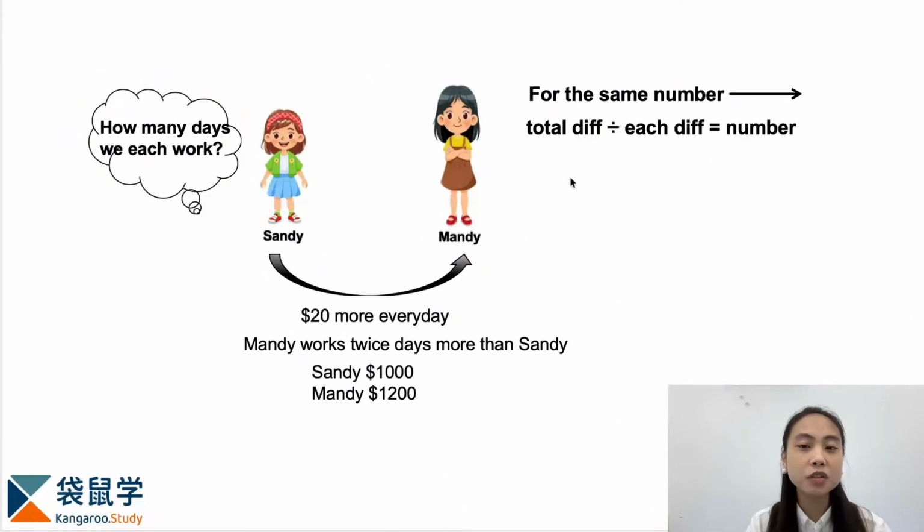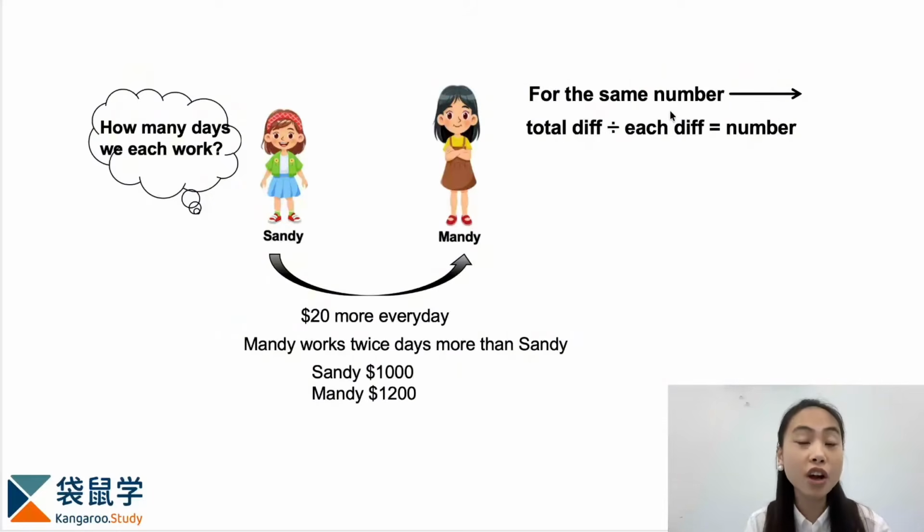I guess some students want to use this calculation because here we know the total difference is 1,200 minus 1,000, and divided by each difference, which is 20, and get a number. But class, can we use this calculation directly here? Of course cannot, because Mandy works twice the days that Sandy does, which means their numbers are not the same.